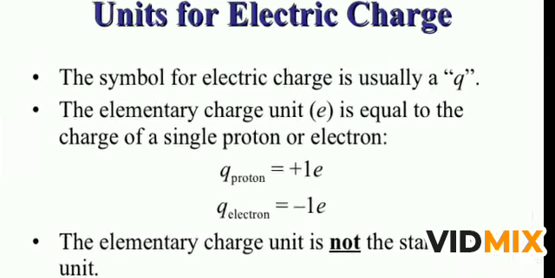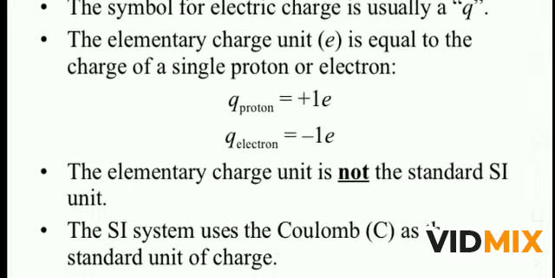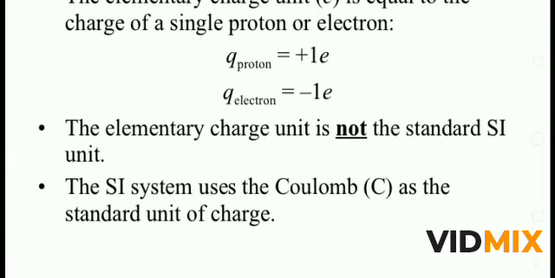What is the unit of electric charge? The symbol of electric charge is small q. The elementary charge unit small e is equal to the charge of a single proton, or we can say electron. So proton is +1, or we can say positive charge, and electron is negative, means -1 e. The elementary charge unit is not the standard SI unit. The SI system uses the coulomb as a standard unit of charge. In the SI system, the unit of charge is coulomb.